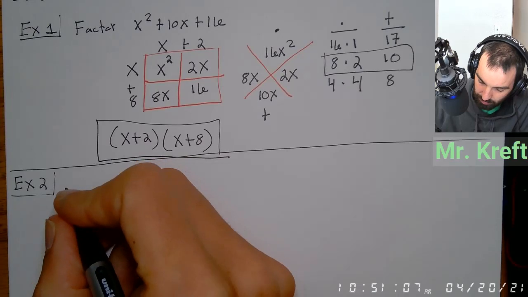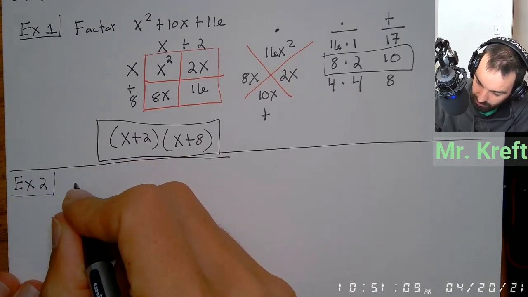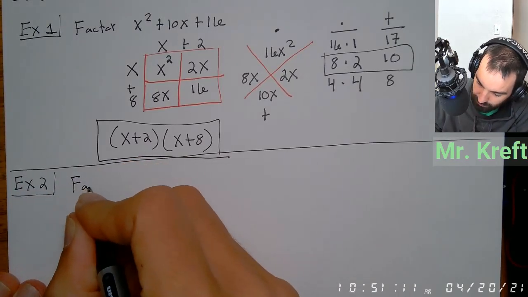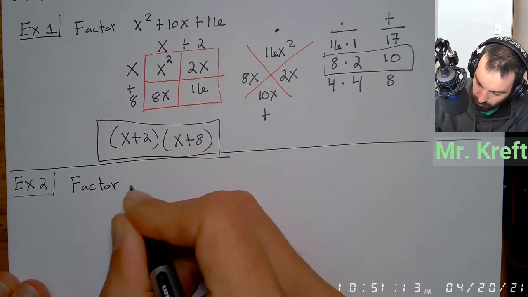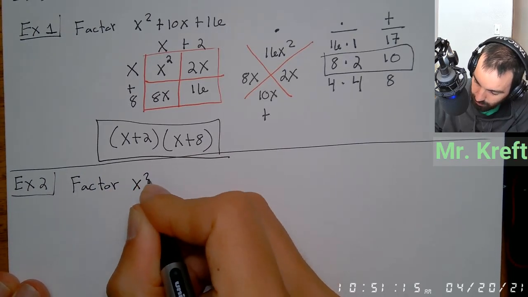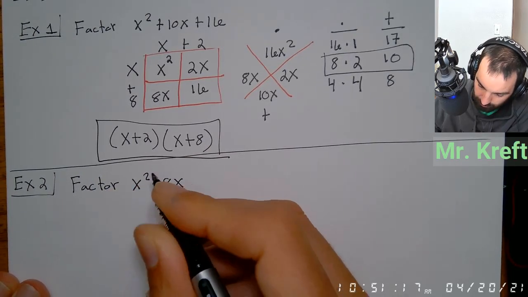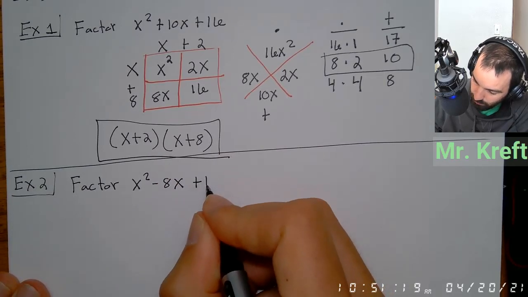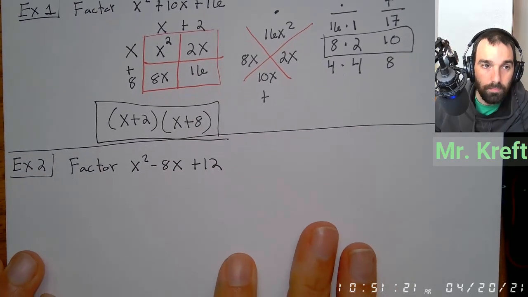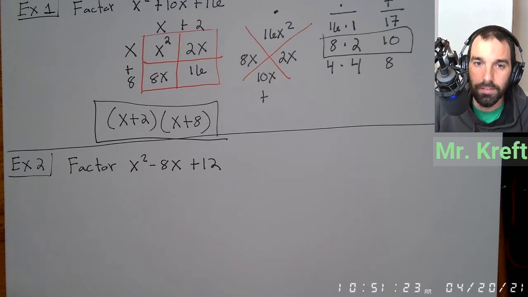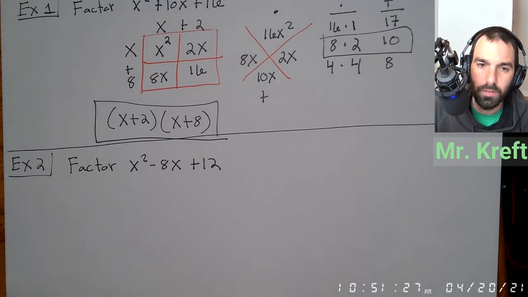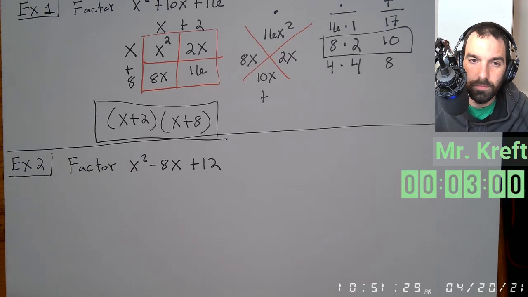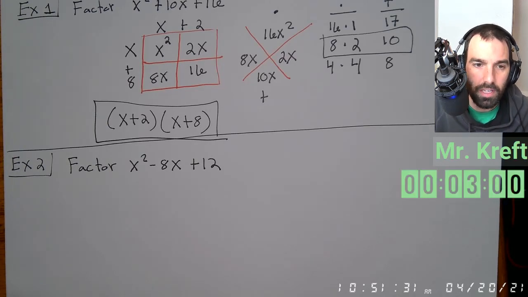Okay. So let's try this one on our own. We're going to factor x squared minus 8x plus 12. Okay, and then I'm going to give you guys, I think 3 minutes is a good amount of time to do this. Some people will finish early, that's okay. So we're just going to take 3 minutes to try out this second one.